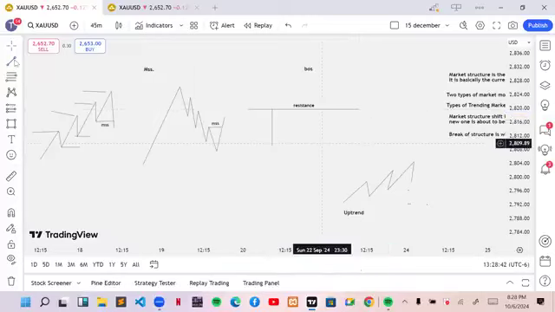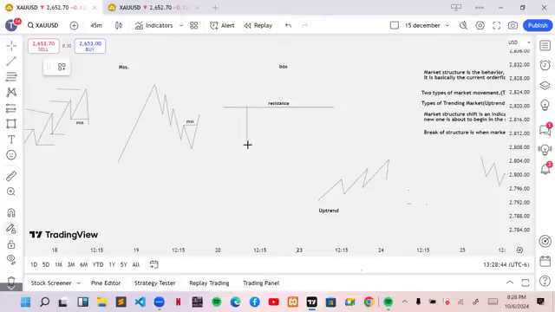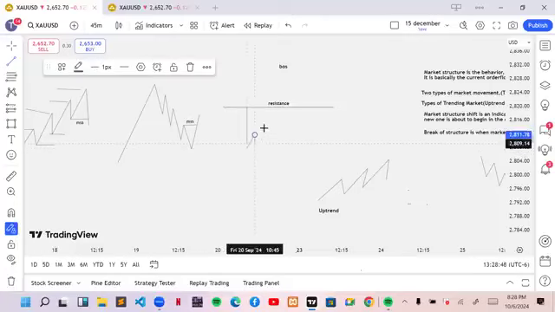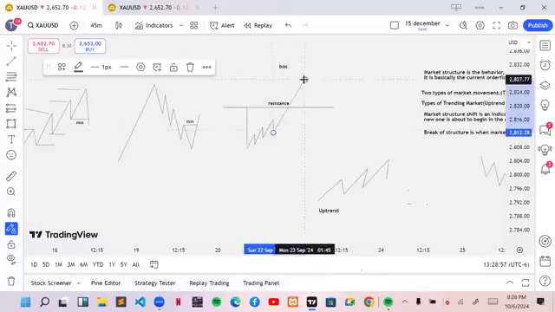And then price happened to be on an uptrend, which is the market making a series of higher highs and higher lows, higher highs and higher lows, higher highs and higher lows. Then something like this will happen. Something like this will happen.